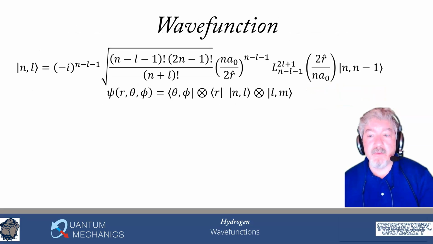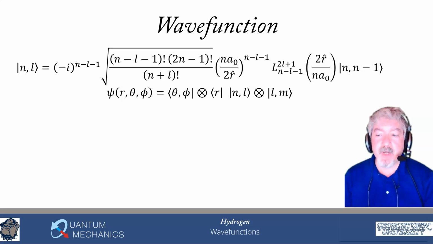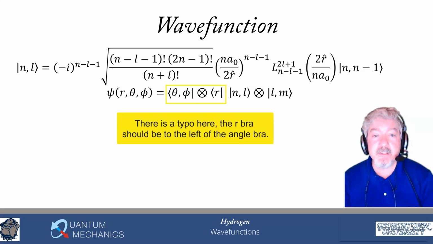All right, now let's work on the wave function. To get the wave function, I have to multiply by the position bra. I'm going to multiply by a position bra that is expressed in the spherical coordinates. So I'm going to have a theta phi bra, and I'm going to have an r bra. They're written as a tensor product.